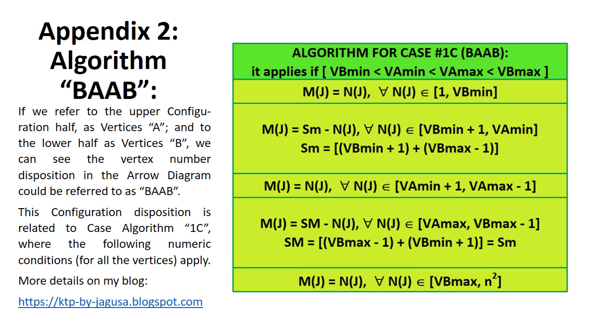And, Mj equals Sm minus Nj, for every Nj within a set going from vertex A maximum to vertex B maximum minus 1, with Sm equals vertex B maximum minus 1, plus vertex B minimum plus 1. And finally, Mj equals Nj, for every Nj within a set going from vertex B maximum to n squared, with n squared being the total amount of cells for the board size being used.